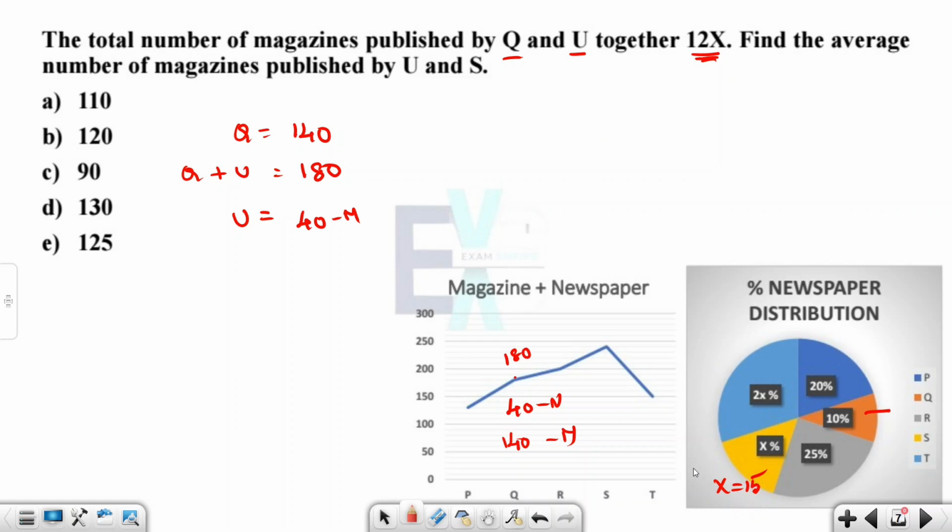Now find the average number of magazines published by U and S. So here we'll be getting 60, and total 240. So out of 240, 60 are newspapers, in the sense, the remaining 180 are magazines. So now they're asking what is the average of 40 and 180. So we'll be getting 110. So the answer for this one is 110.